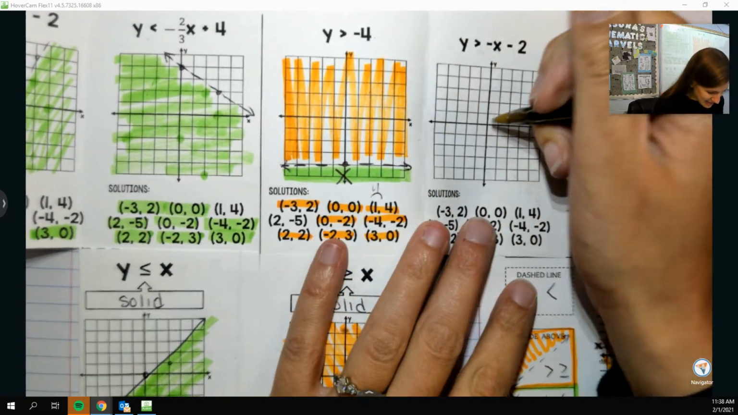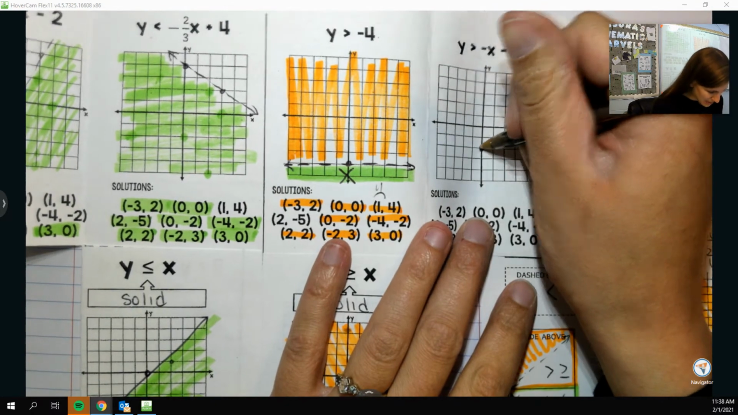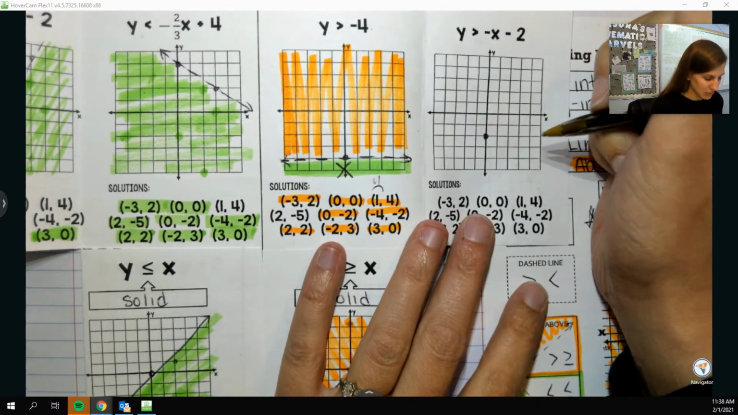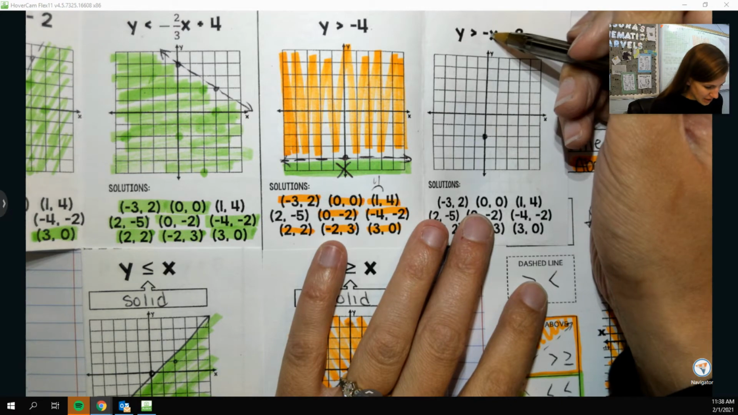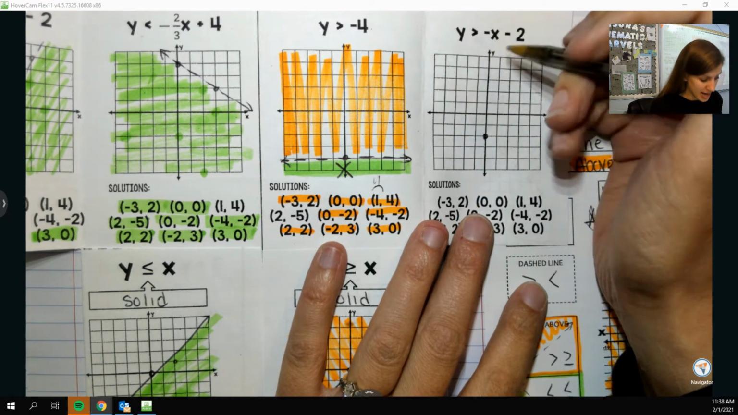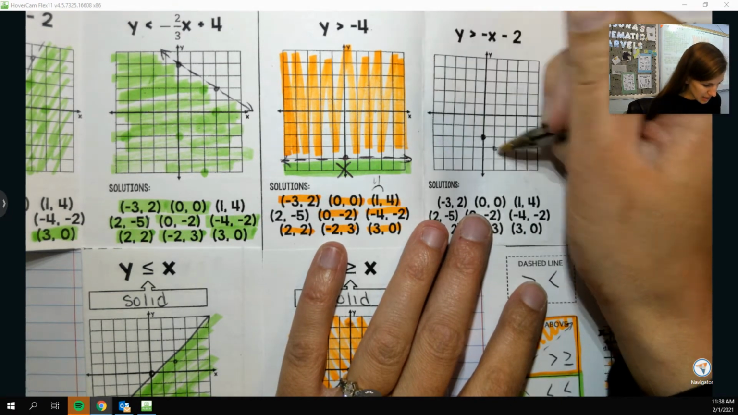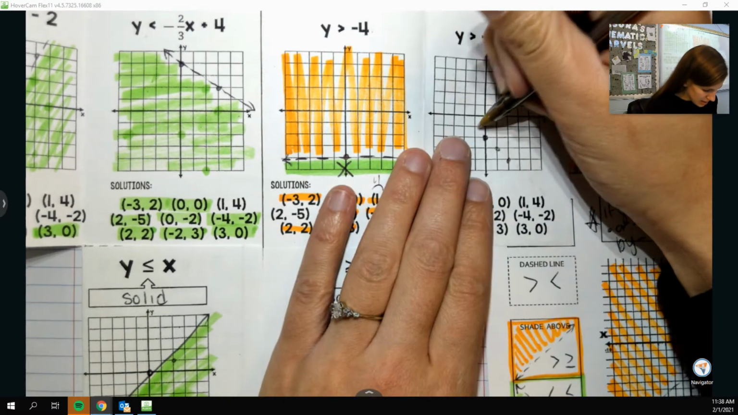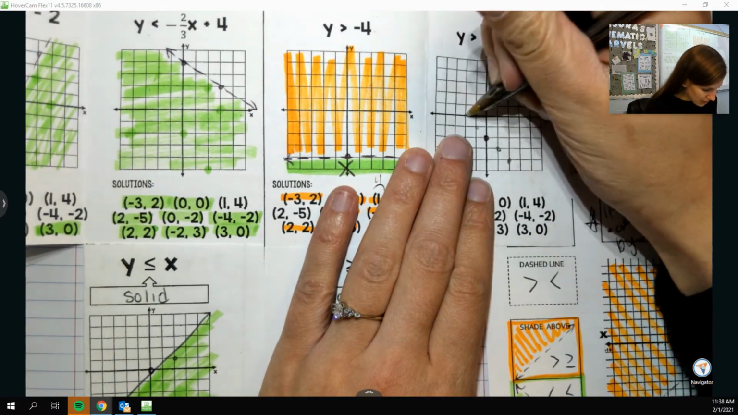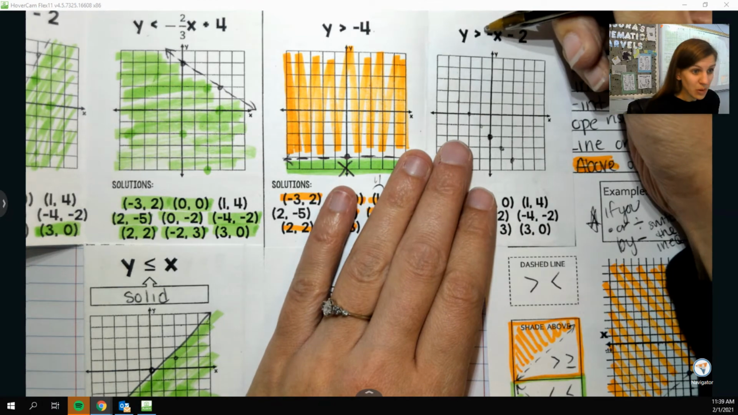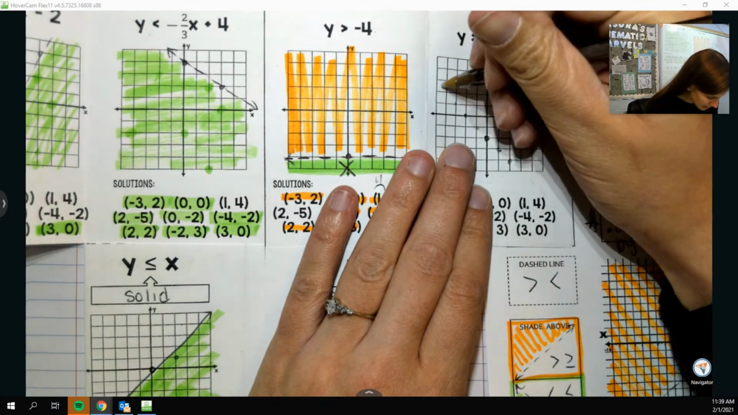We got a y-intercept of -2. I was just so excited to talk about a horizontal line with you that I forgot to read my symbol correctly. Then I would go and do my slope, which is -1. So down 1, forward 1, or up 1, back 1. It will be a dashed line because it's not equal to.